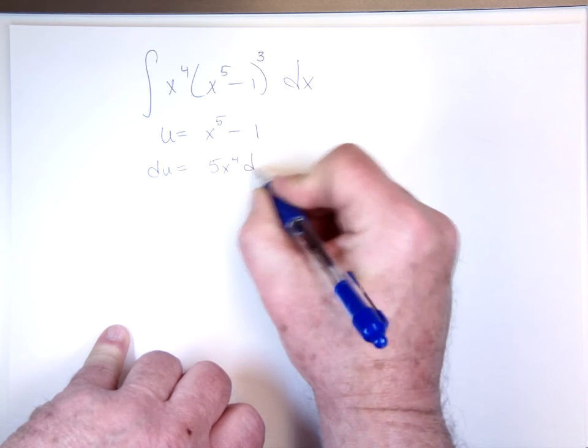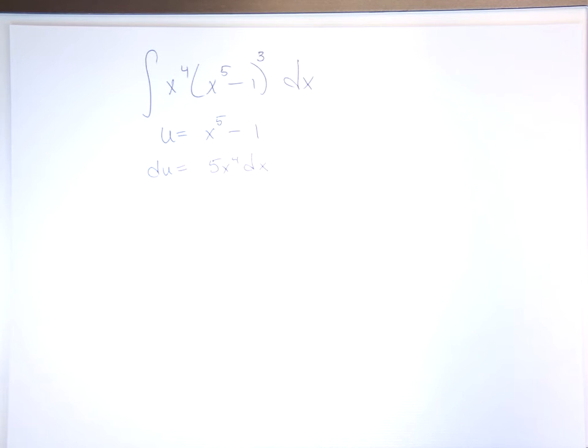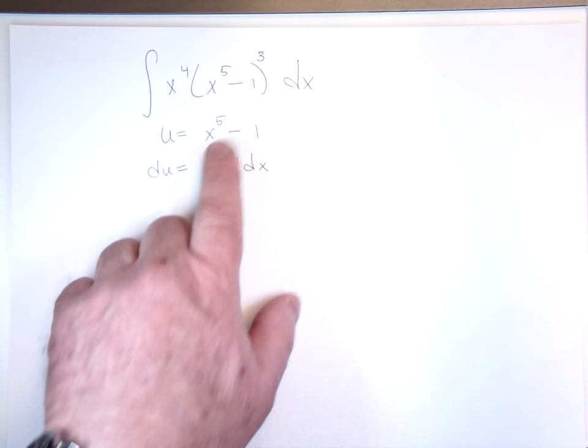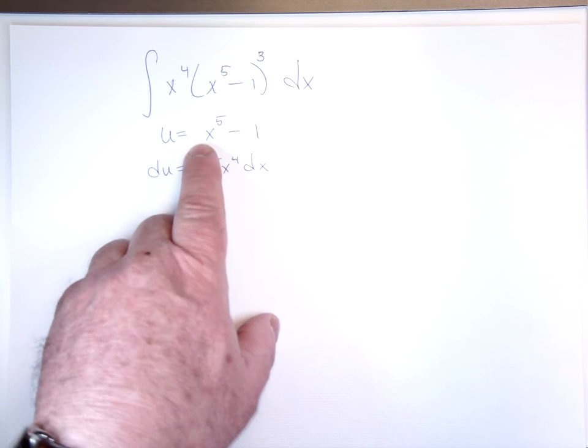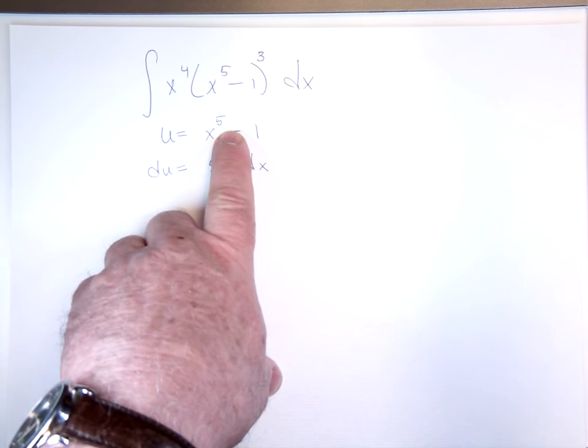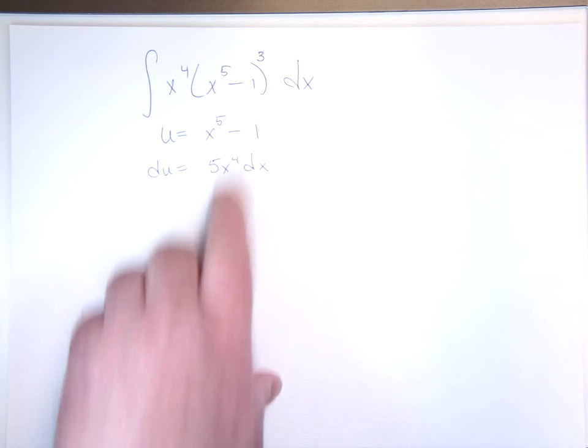Let's make sure we're okay with this. Where'd you get that 5? I said x to the fourth. Taking a derivative: take the derivative of x to the fifth, the 5 comes out front, and you reduce the exponent by 1. That's what we had from Calc 1. Oh, okay. Now, I have an x to the fourth dx.